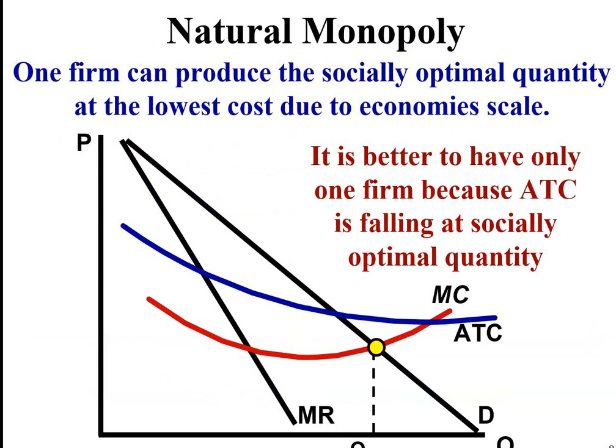A natural monopoly is a situation where one firm can produce the socially optimal quantity at the lowest cost due to economies of scale. So a utility is a good example. It's better to have only one firm because the average total cost is falling at the socially optimal quantity.